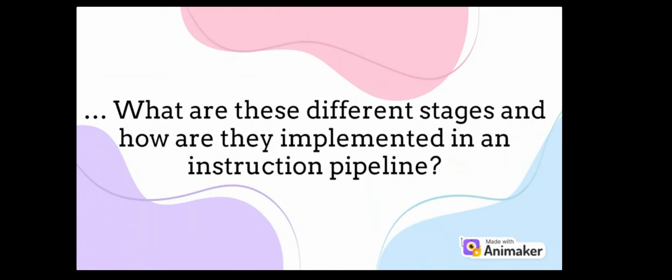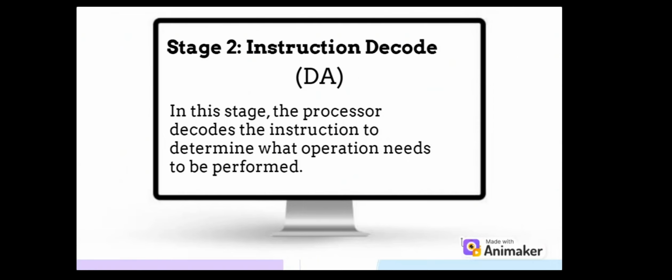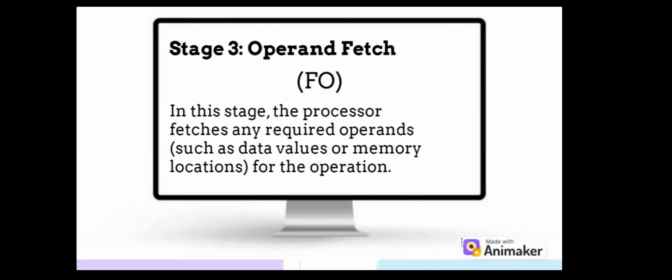So you may wonder what are these different stages and how are they implemented in an instruction pipeline. The first stage is instruction fetch. In this stage, the processor fetches the next instruction from memory. The second stage is instruction decode. In this stage, the processor decodes the instruction to determine what operation needs to be performed. The third stage is operand fetch. In this stage, the processor fetches any required operands for the operation.